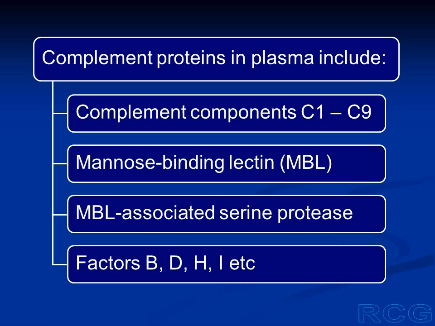A second is mannose binding lectin or MBL, a protein present in plasma. Then a proteolytic enzyme known as MBL associated serine protease is a component of the complement system. And there are some other proteins like factor B, factor D, factor H, factor I, etc. So all these proteins together constitute the complement system.